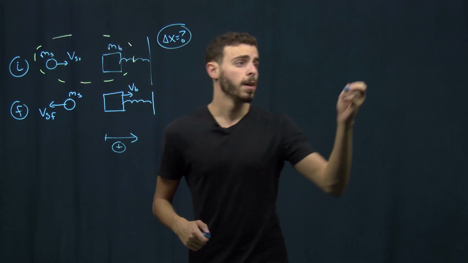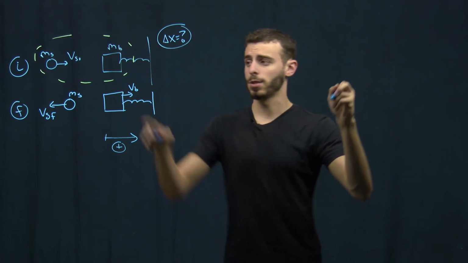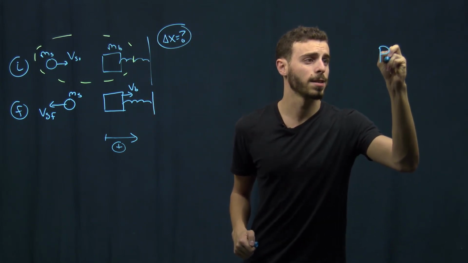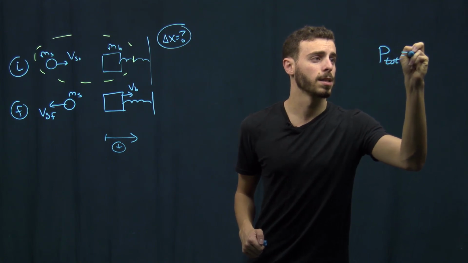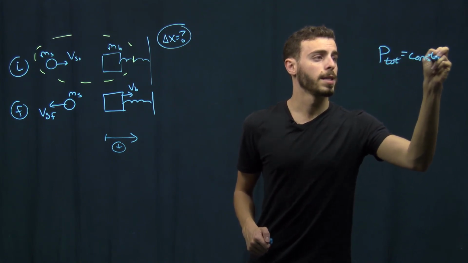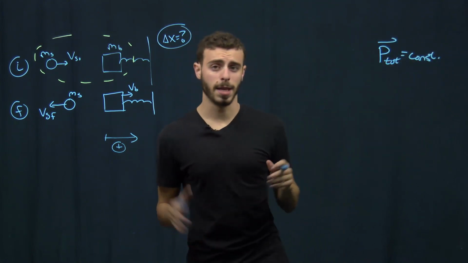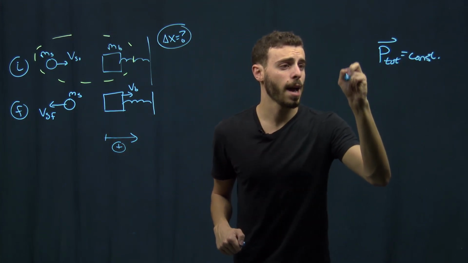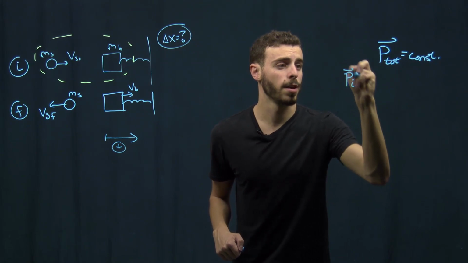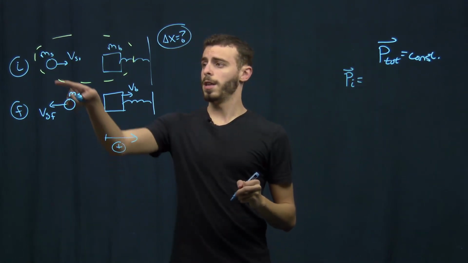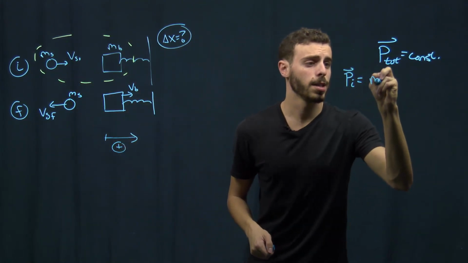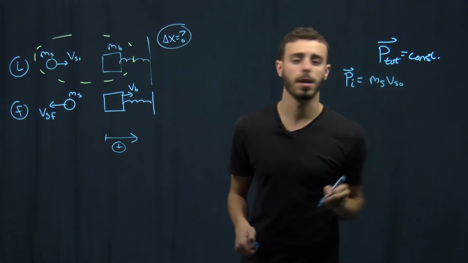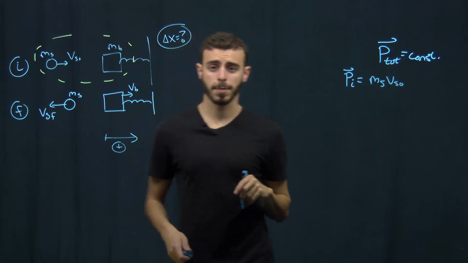For the collision, because there are no external forces acting until afterwards, we do indeed have that the total momentum is constant. So our momentum is conserved in this collision. And in this collision, we have our initial momentum. This is our initial total momentum, of course. The initial total momentum is just equal to m_s times v of the stone initial, and I'm going to say that to the right is positive.